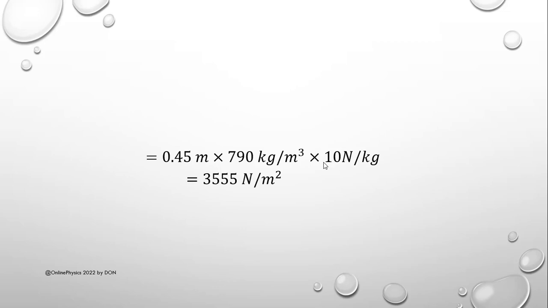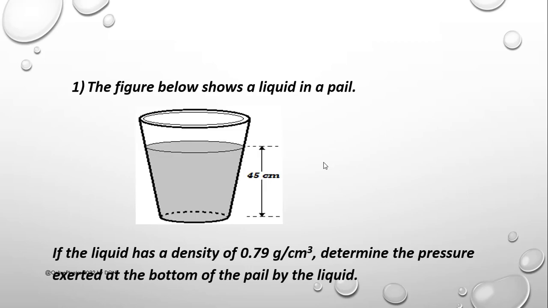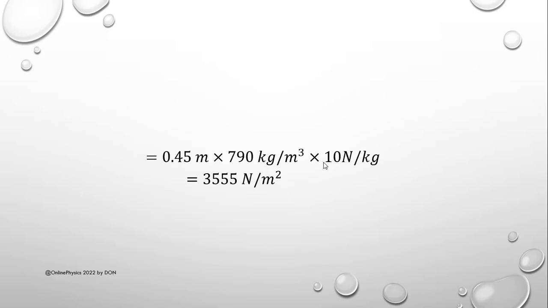So it is 45 over 100 to give us 0.45 meters times the density, which is given in grams per cubic centimeters. We convert that to the SI unit of density, which is kilogram per cubic meter. So times 1000, we are going to get 790 kilograms per cubic meter times g, which is 10 newtons per kilogram. So when we multiply this, we are going to get 3555 newtons per square meter. Very lovely, very simple questions. Once you get the concept of the formula, you are able to solve.